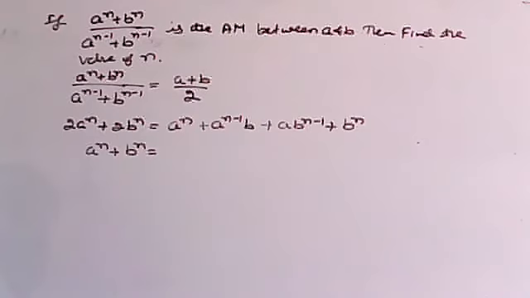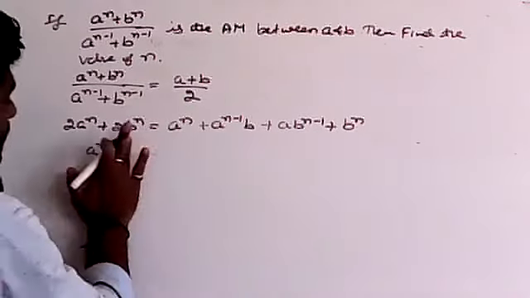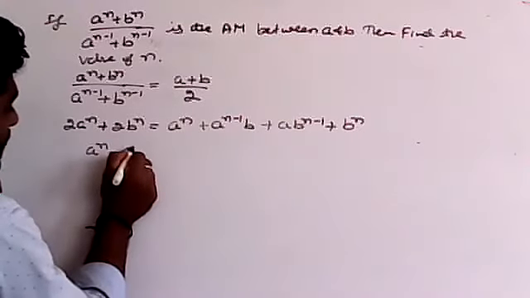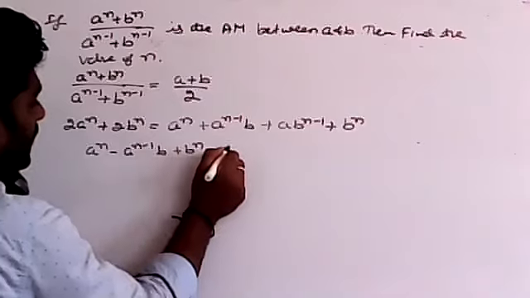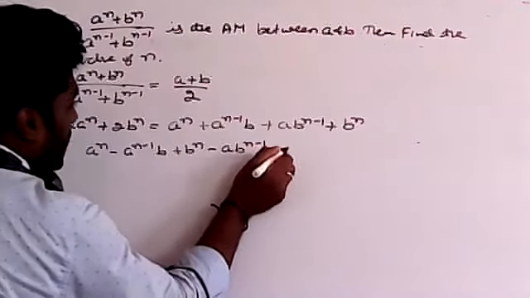So next, how will we solve this one? Can we take a common in this? So better I'll solve it directly. So correct, no, it is clear up to here. So I'll take it on this side, then it is minus a^(n-1)b plus b^n minus ab^(n-1) equal to 0.